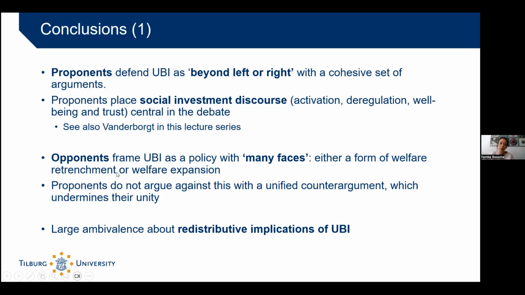Opponents then frame UBI as a policy with many faces, so either a form of welfare retrenchment or a form of welfare expansion. And proponents do not really argue against it with a unified counter-argument. So they are largely ambivalent about redistributive implications of UBI. They don't really talk about it, or they have different opinions about it. So that's why they do not really have a counter-argument against the opponents who really try to frame it either as a socialist thing or as a right-wing proposal.